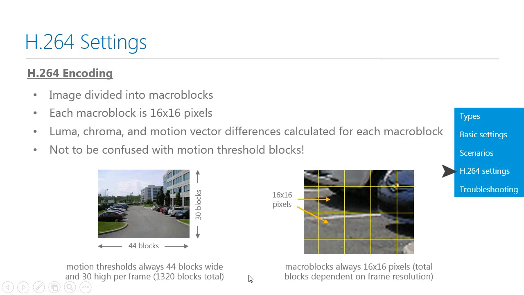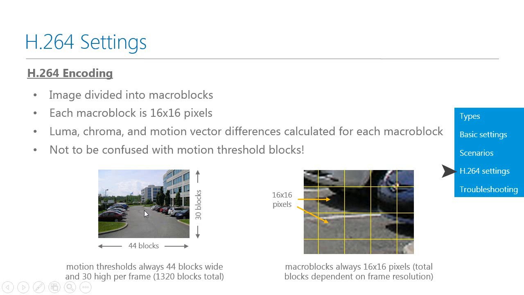They're basically only used to calculate the difference in the encoded stream, and the motion blocks are calculated separately after that based on the perceived motion in the scene. So the mapping of motion blocks is always 44 blocks by 30 blocks in a frame, and basically the pixel resolution of the block itself is based on the image, whereas the macro blocks are always 16 pixels by 16 pixels.